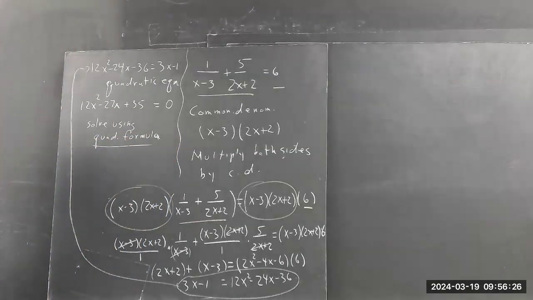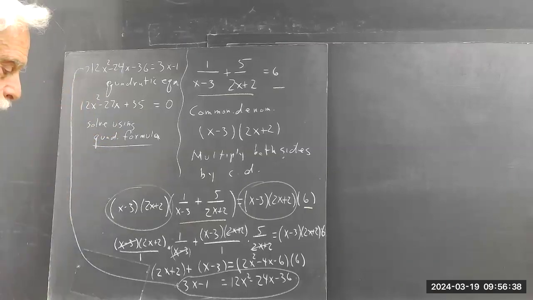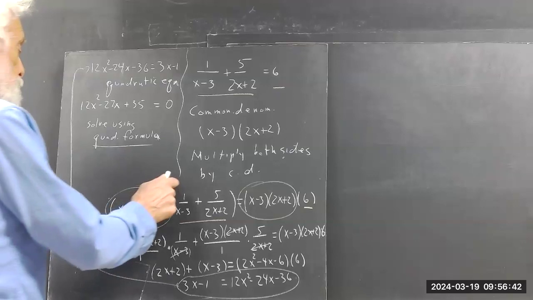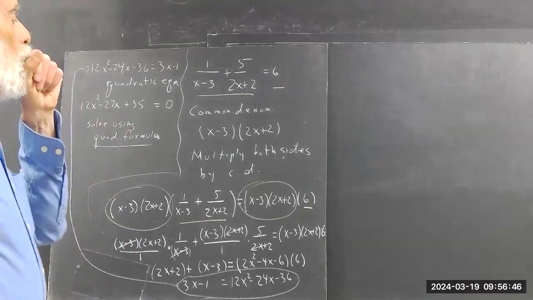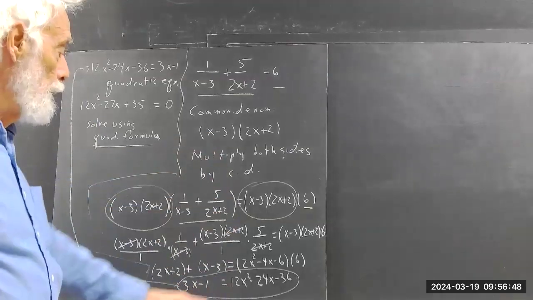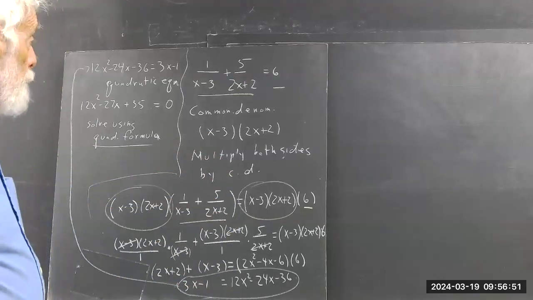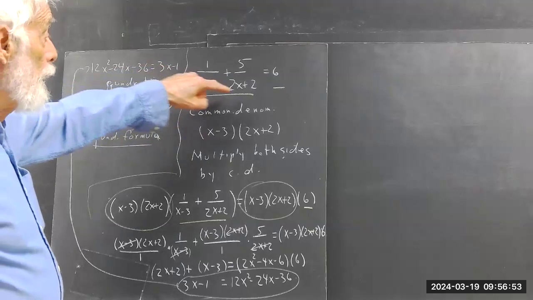Now, I believe your discriminant is going to spot you here. You're going to have a negative under the radical, and you're not going to get a solution. But that's part of your solution. That's your solution.